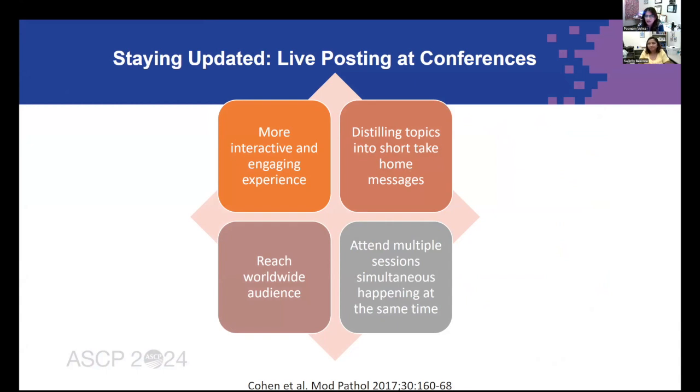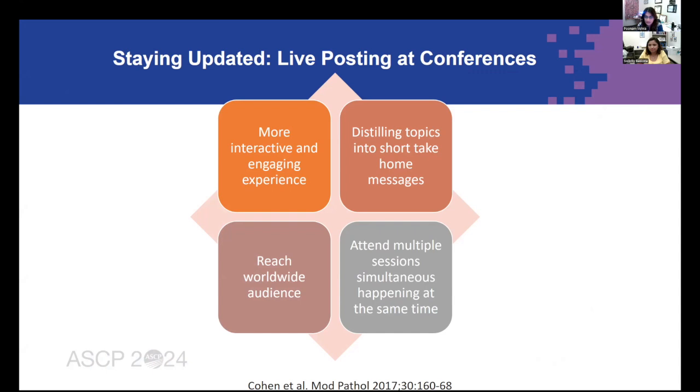And the second advantage of live posting at conferences is distilling topics into short take-home messages. Instead of going through the entire talk or presentation, you summarize the big topics into short, easy to remember take-home points. And it encourages you to keep things brief, helping your audience focus on the most important ideas. And then, of course, social media allows you to connect with people all over the world because you're sharing something educational, promoting an idea, or just chatting. You can reach a global audience through live posting.